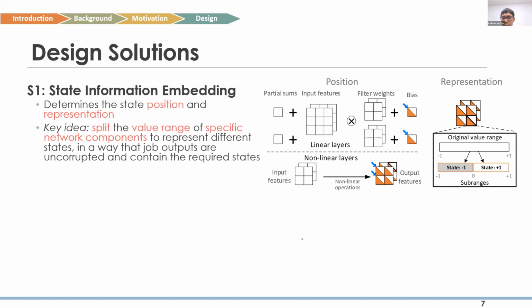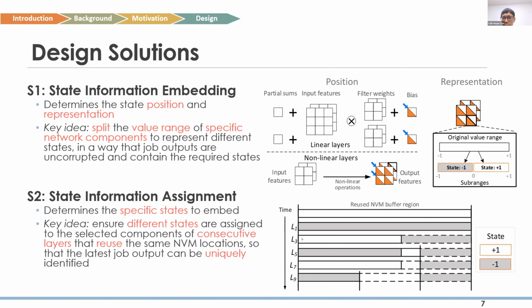We address the first challenge by state information embedding, which determines the position and the representation of the states in the network. The key idea is to split the value range of specific network components to represent different states in such a way that they do not interfere with the job output computation. Therefore, we embed states into each bias for linear layers and into each job output for nonlinear layers, and we split their value ranges into two subranges.